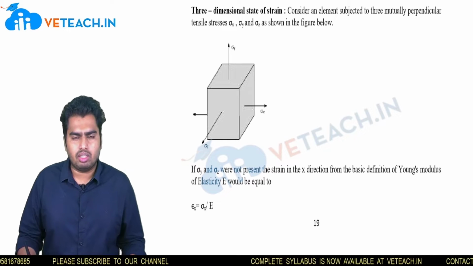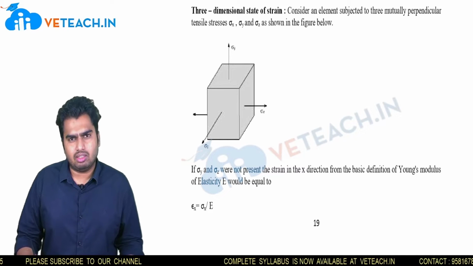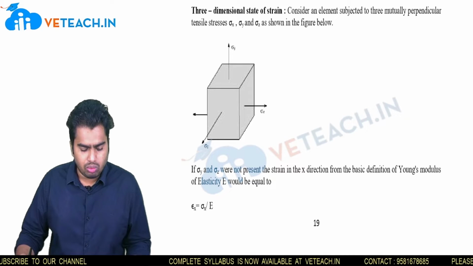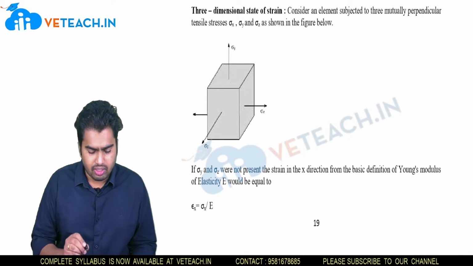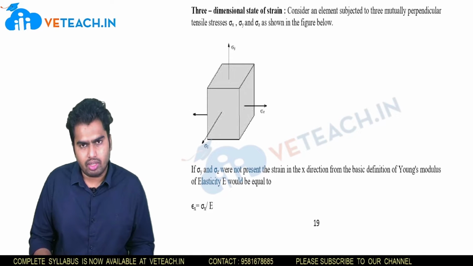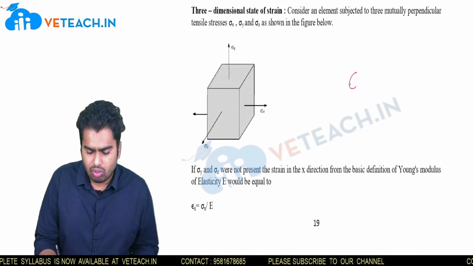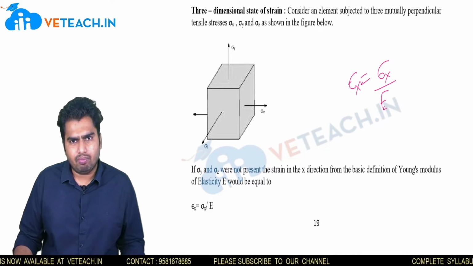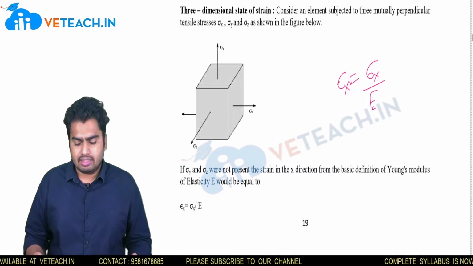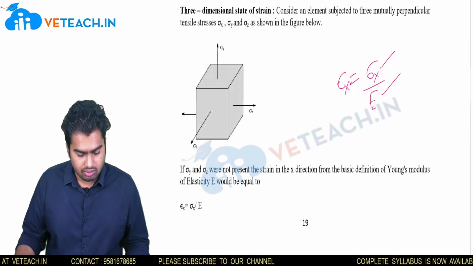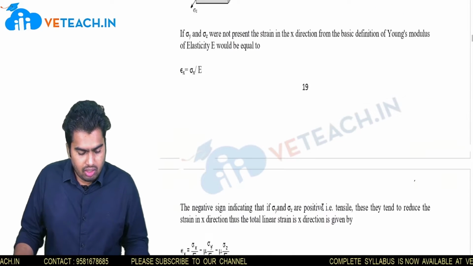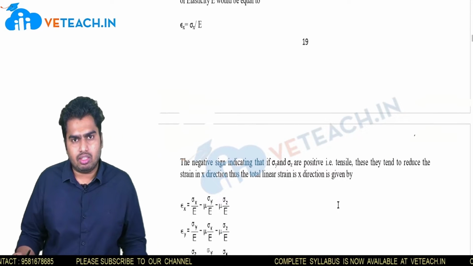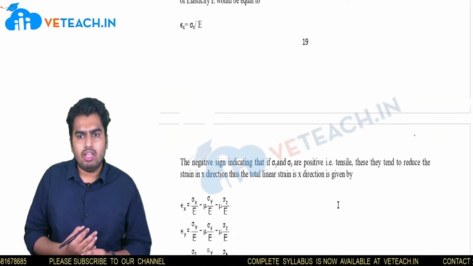We have a three-dimensional object which has undergone triaxial stress, that is sigma x, sigma y, and sigma z in the x, y and z directions respectively. If I want to find the strain in x direction, for example, if sigma y and sigma z are not there, what is the strain in x direction? We know strain in x direction is equal to sigma x by Young's modulus E. Then if I include sigma y and sigma z, I will get a bigger equation. How is this?